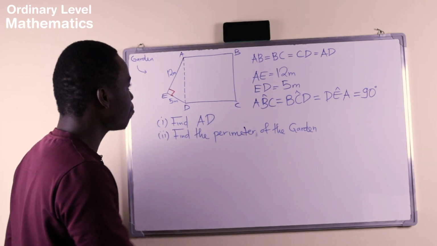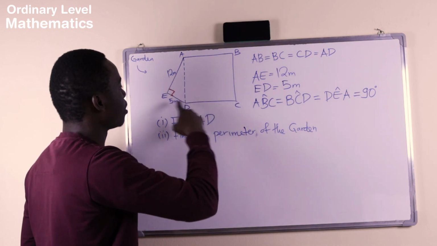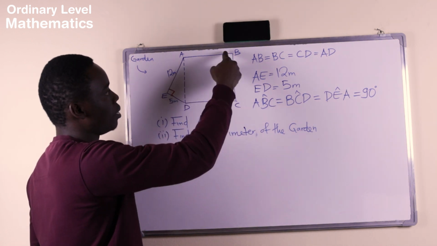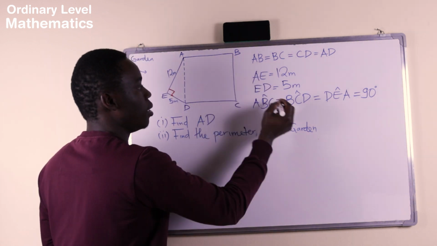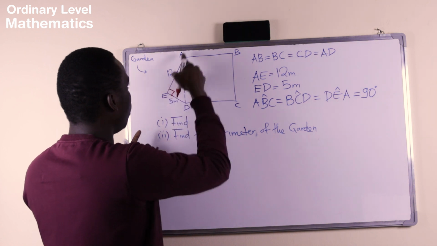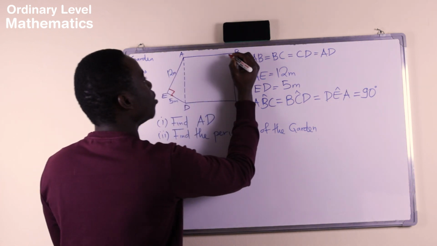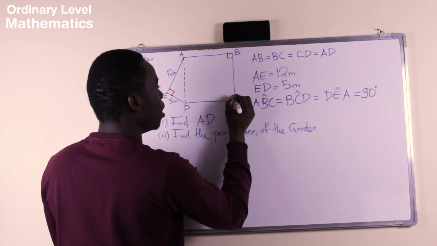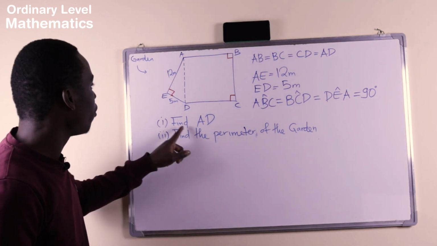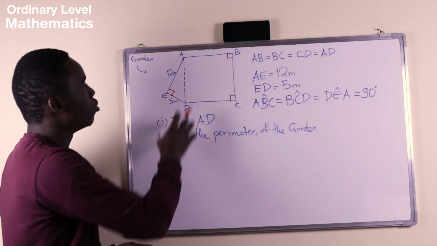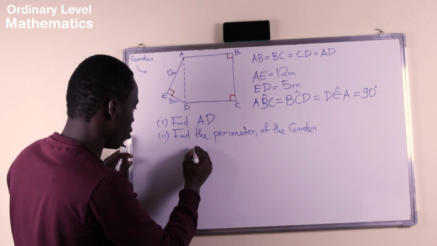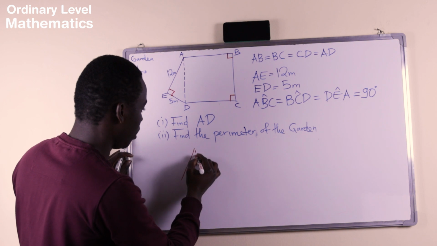Now, AE is 12 meters, ED is 5 meters, and the angle ABC, so this angle right here is equal to BCD, is equal to this angle, which is equal to DAE. This is 90 degrees, meaning this is also 90 degrees, and this is also 90 degrees. Now, how do you find AD? So what we're going to do is that we're going to cut this shape here, right here, and we're going to find it separately.